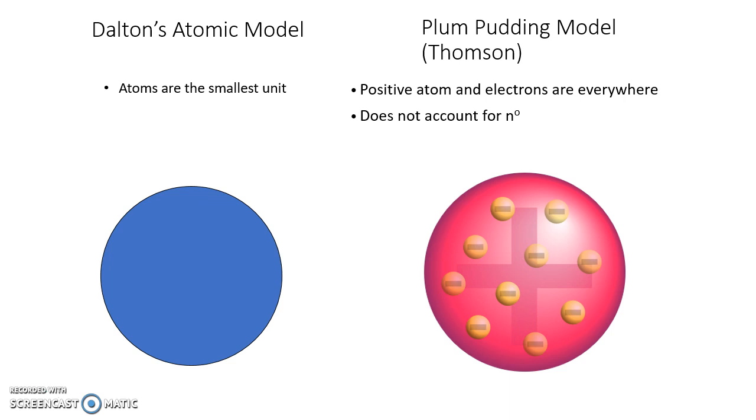One of the guys we talked about was Thomson, and he came up with the plum pudding model after determining there was a positive atom and electrons. His model kind of looks like a pie where there's positive locations and electrons are just spread out wherever, kind of like in a cloud. This was before we determined there was neutrons around.